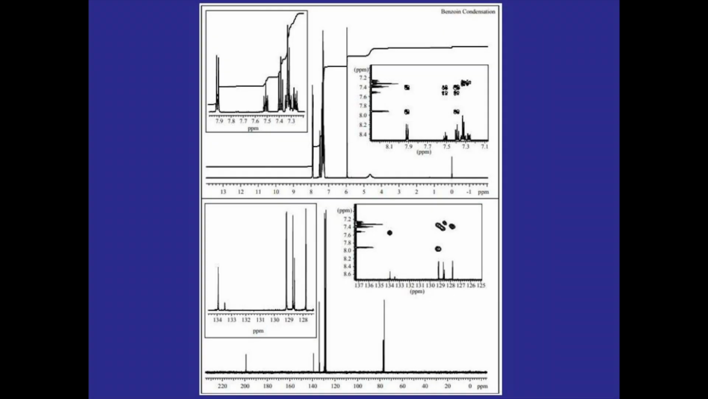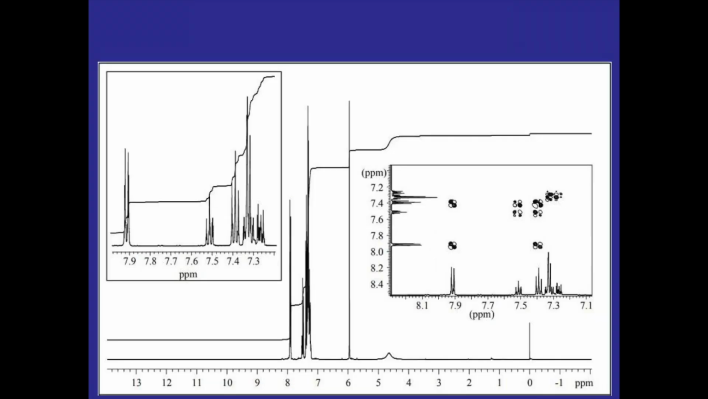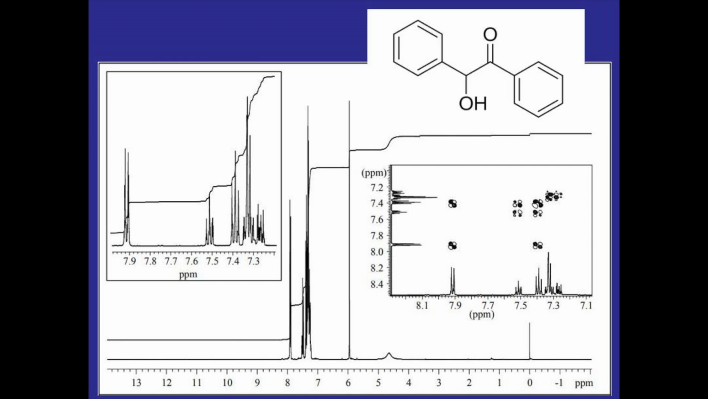Okay, I'm going to go over a few things on this NMR. If we look at the HNMR, we don't see any peak between 9 and 11 representing an aldehyde peak, so this is going to be the benzoin product. And I'm going to go ahead and label the molecule like this.